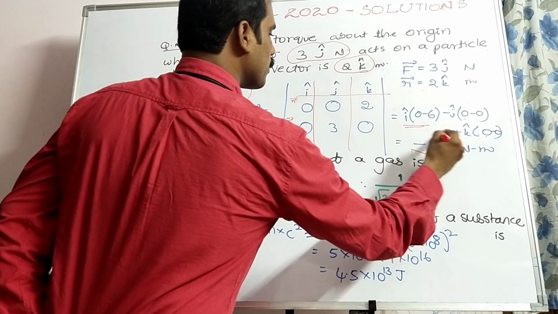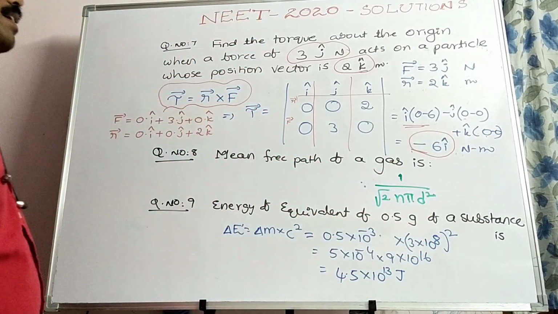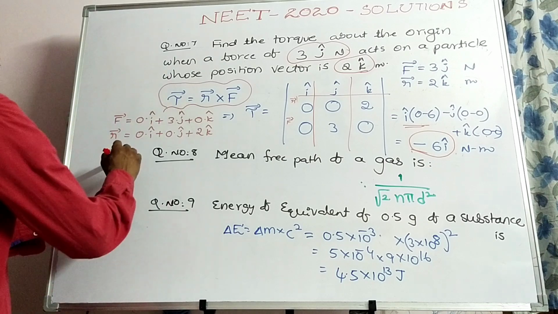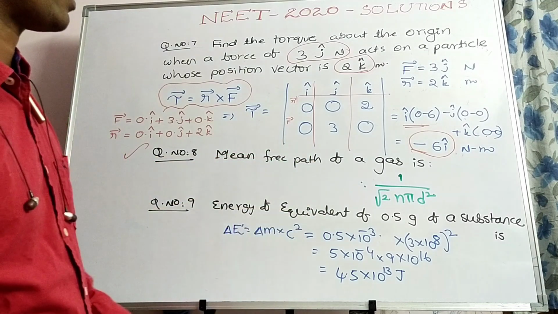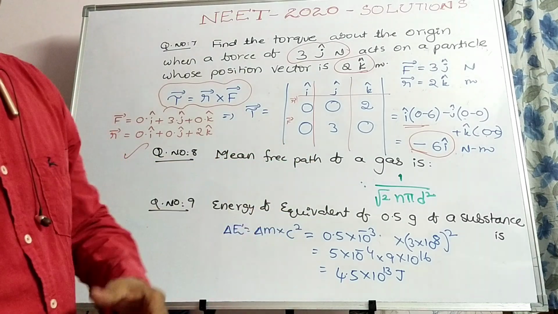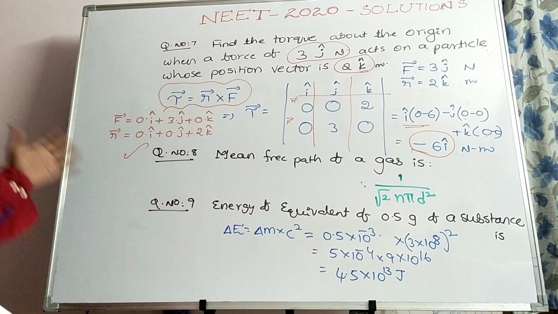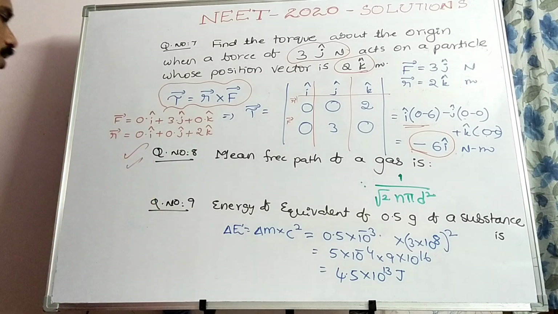Finally we get the answer, nothing but minus 6 i cap. Okay, now we will go to question number 8. According to the kinetic theory of gases, what is the mean free path of a gas? The expression is given as 1 by root 2 n pi d squared, where d is nothing but the diameter of the molecule. That is the simplest question asked.